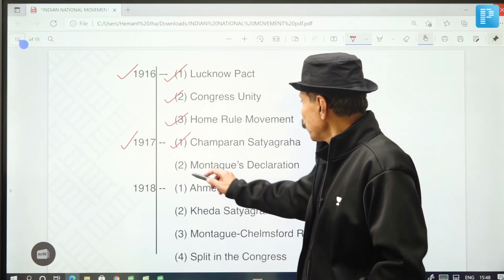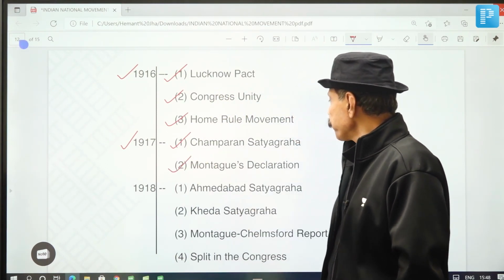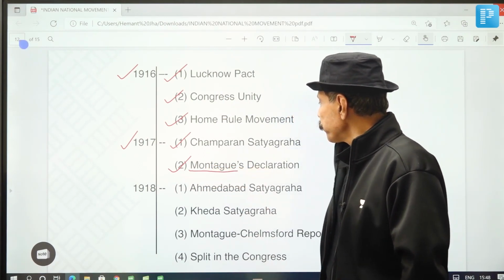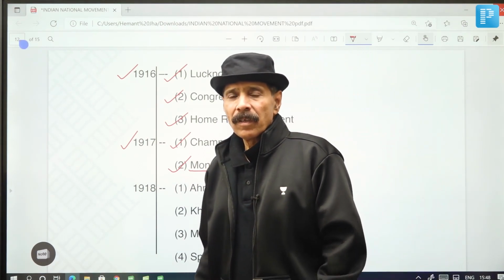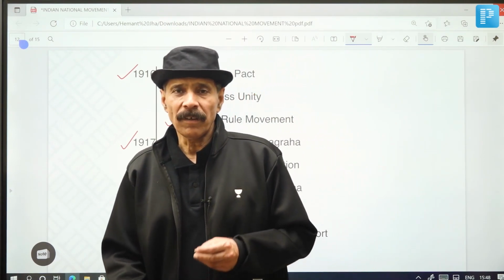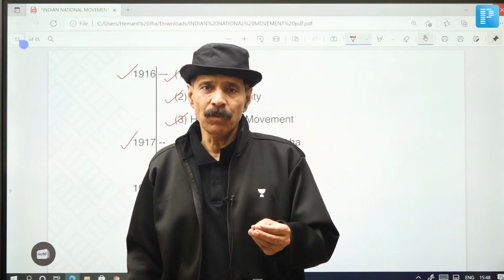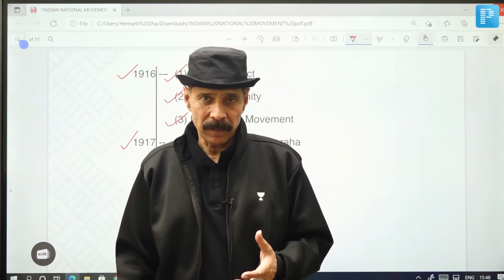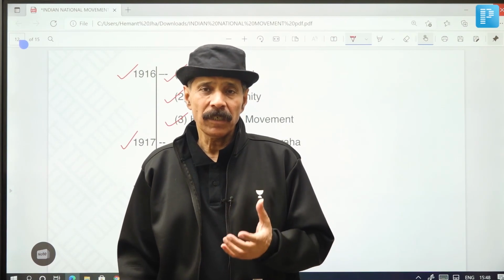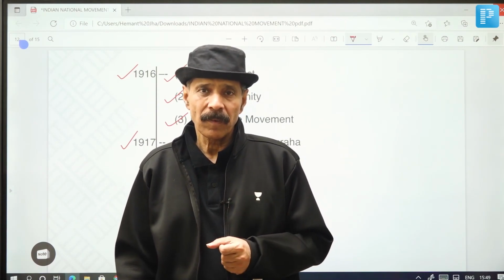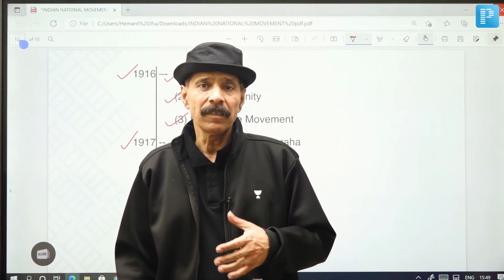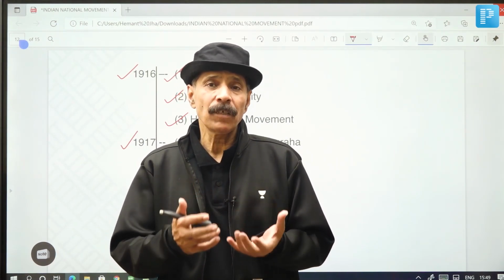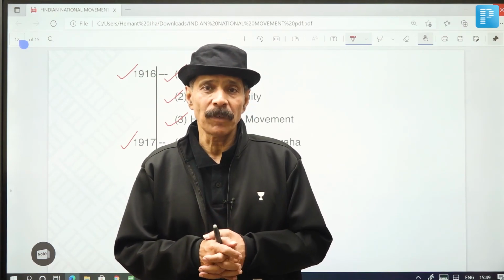Next is Montagu's declaration. Montagu was the Secretary of State. This declaration is related to granting of self-government to India. The Indians supported the British in the First World War. And in return, the British began to think over the idea of granting self-government to Indians.